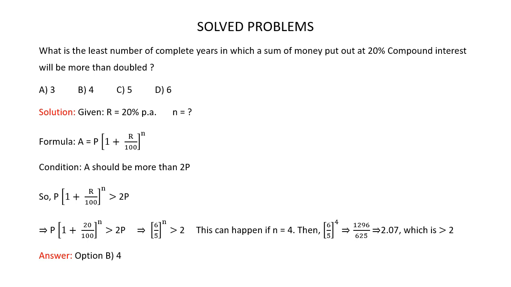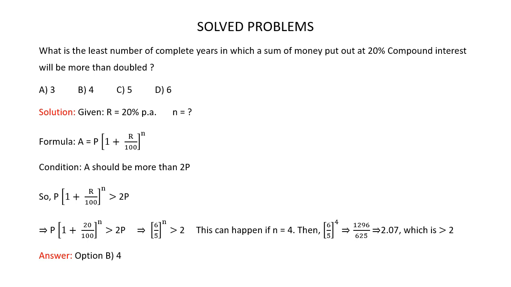Now it's given that rate of interest is 20. So now we have P multiplied by 1 plus 20 by 100 raised to the power n is greater than 2P. Now 100 multiplied by 1 is 100 plus 20 is 120. So we have 120 by 100, which on reducing gives us 6 by 5. So 6 by 5 raised to the power n is greater than 2, since this P and this P get cancelled. So now we have 6 by 5 raised to the power n is greater than 2.